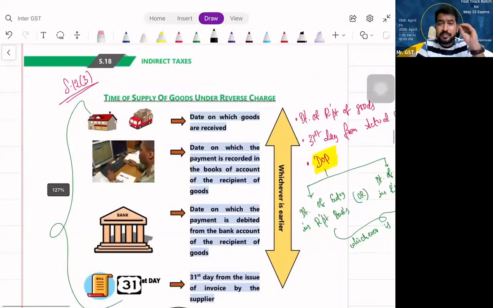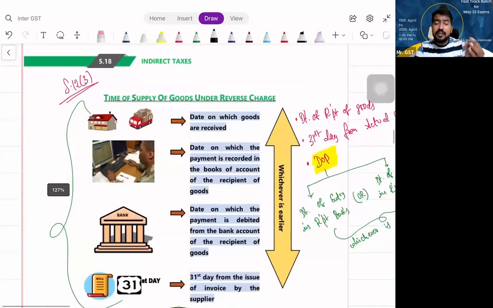Sir, what is the time of supply? Here also you should just remember the provision. Simply, how many dates you have to remember now? You have to remember 3 dates, my dear friends. In case of goods covered under RCM, who is liable to pay GST? Recipient is liable to pay GST. Correct. So we will talk from recipient's point of view here.